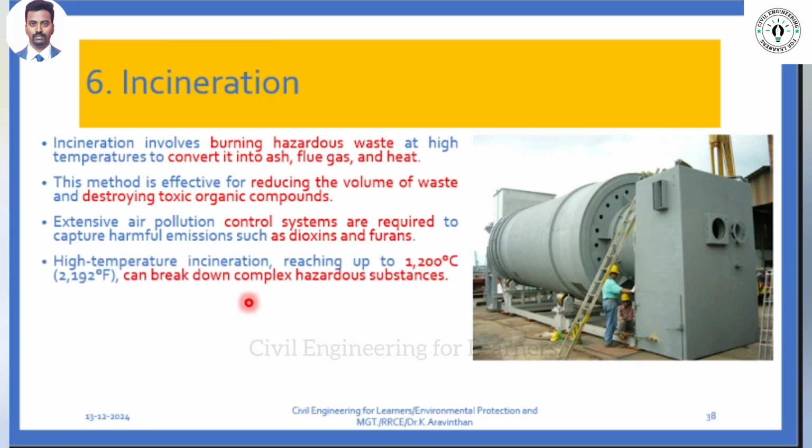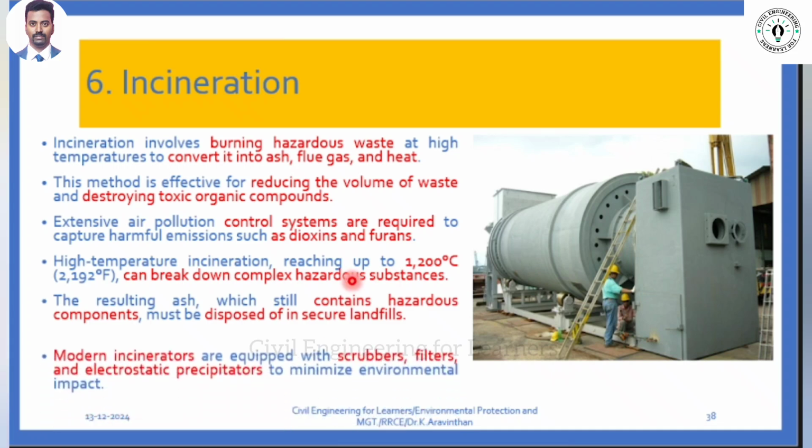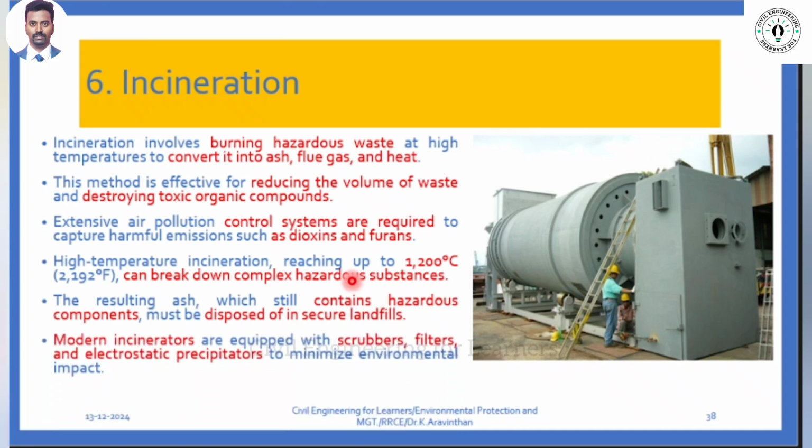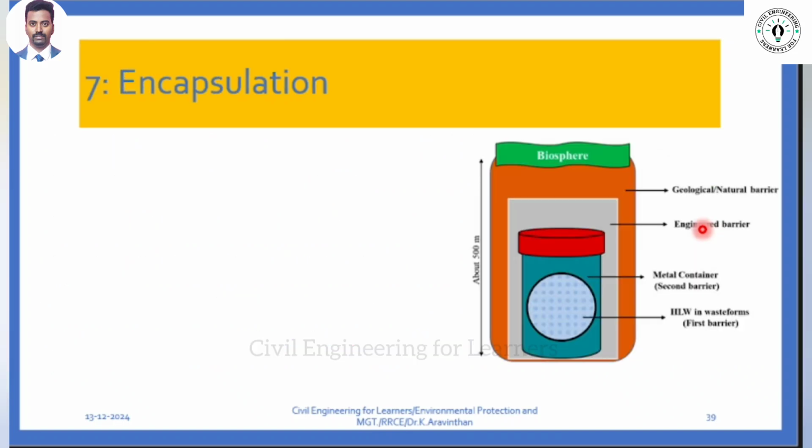Now how much heat is produced in an incinerator? 1200 degrees centigrade they heat. What happens? All the waste, their molecular structure will get changed. So after heating that, they will place the fly ash in the land. Modern incinerators have scrubbers, filters and electrostatic precipitators. After the incinerator, you have gases. This gas will be taken into this kind of scrubbers and filters, etc.